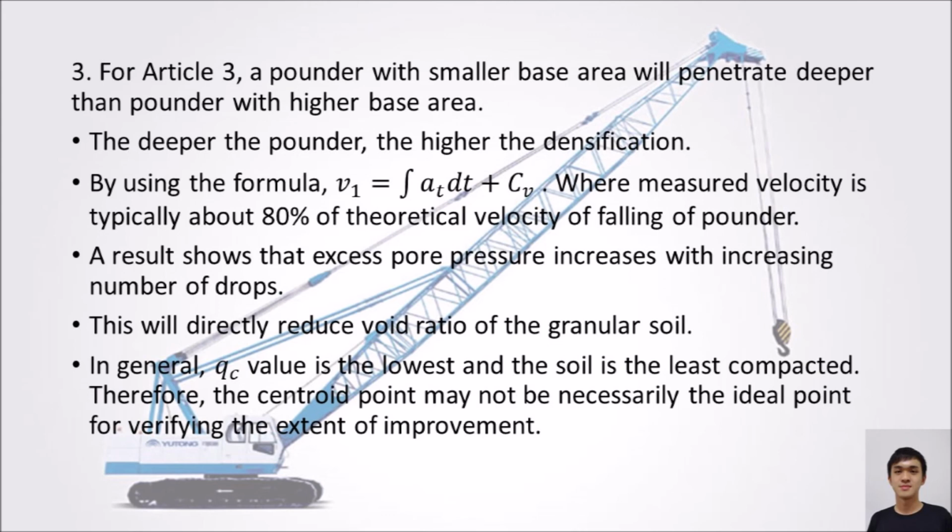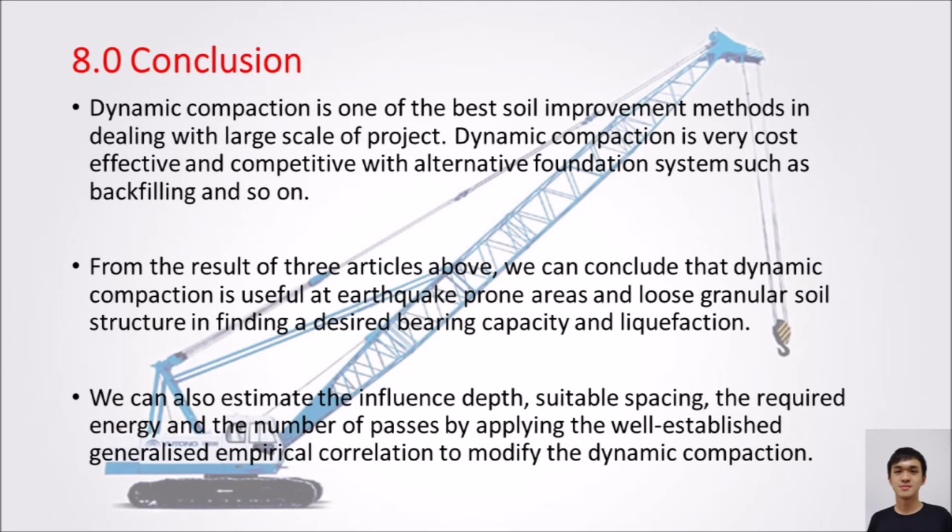A result shows that excess pore pressure increases with an increasing number of drops. Thus, it will directly reduce the void ratio of the granular soil. In general, the QC value is the lowest and the soil is the least compacted at the centroid point. Therefore, the centroid point may not necessarily be the ideal point for verifying the extent of improvement. The next part will be the conclusion.